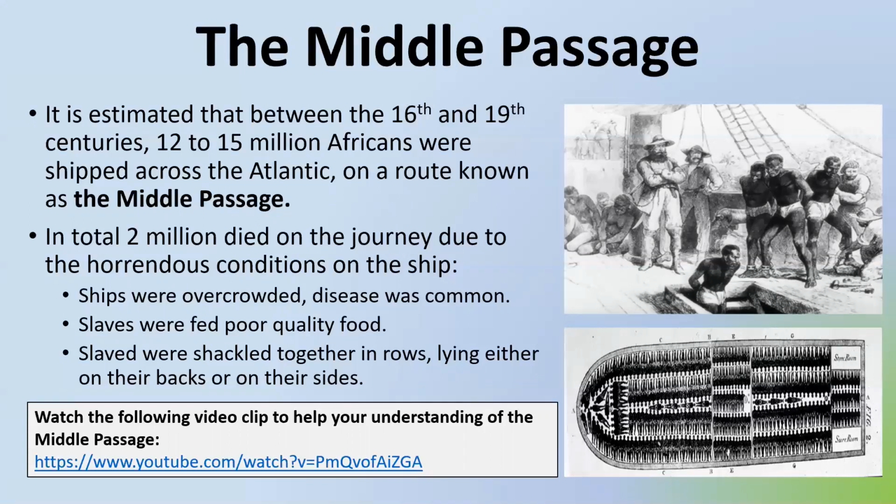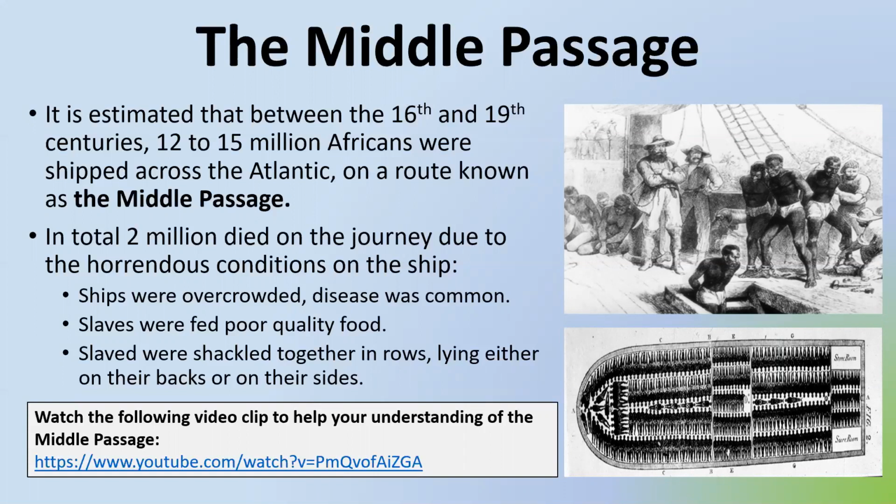You would have rats, you would have people's sick and excrements on the ship. Slaves would be shackled together. They'd be lying down on their backs or on their sides. They would not be able to move very often. And oftentimes, if people had died on board those slave ships, they would just simply be thrown overboard.